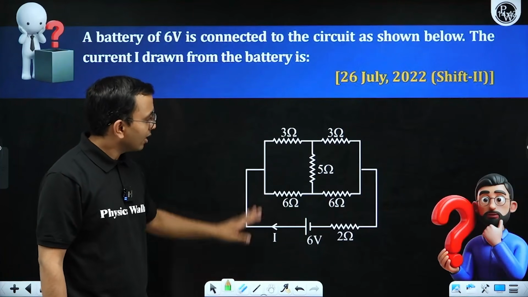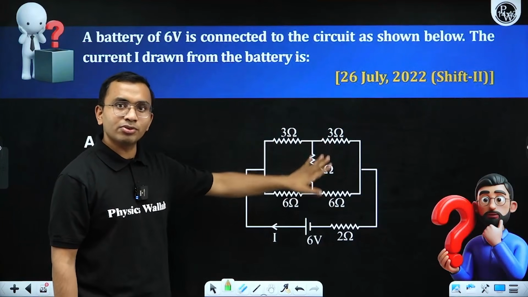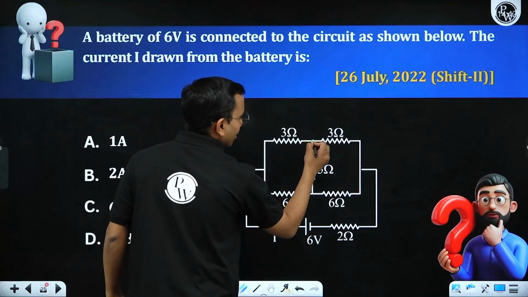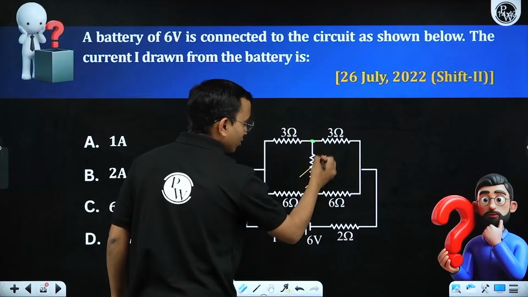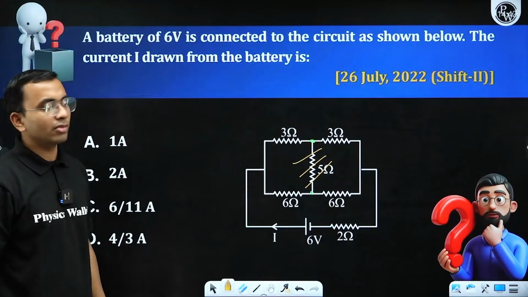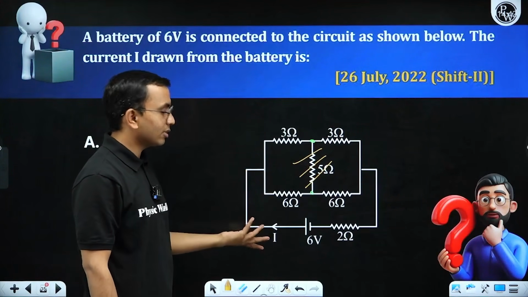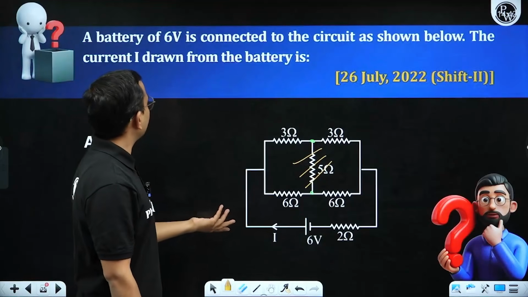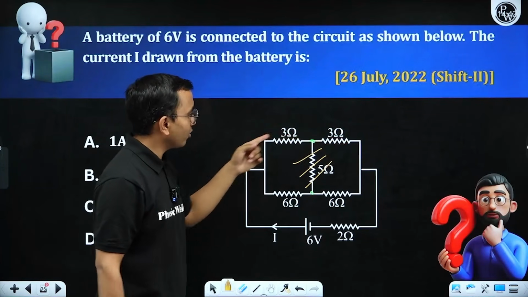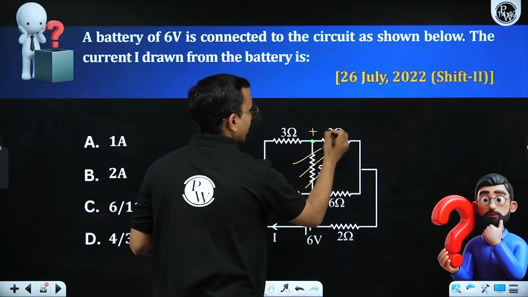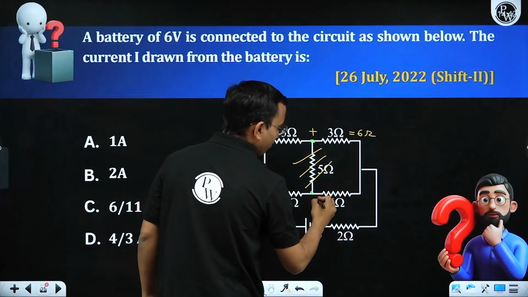But 3 by 6 is equal to 3 by 6. These 2 points will have the same potential. If the potential is the same, I will remove this 5 ohm resistance. Remove this 5 ohm resistance, what will happen? Circuit becomes very simple. These 3 are in series, these 2 are in series. What is that? 3 plus 3, 6. These are in series, 6 plus 6, 12.